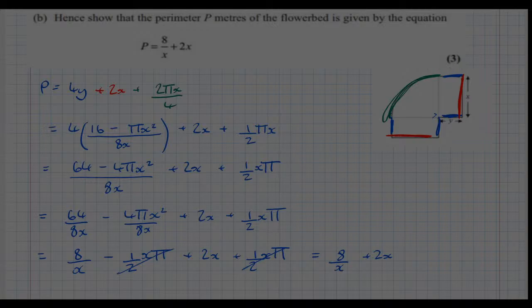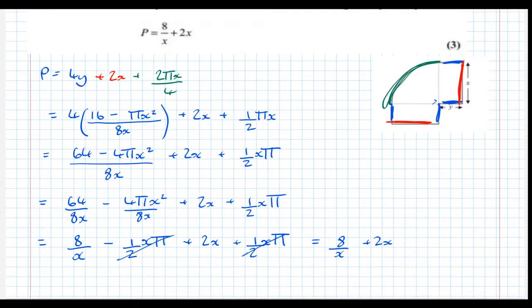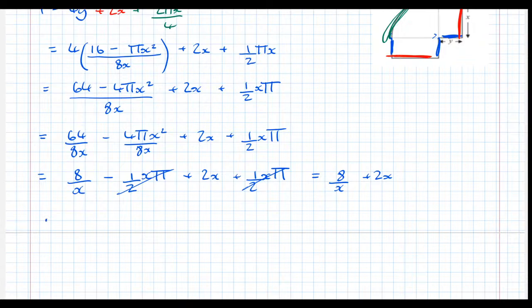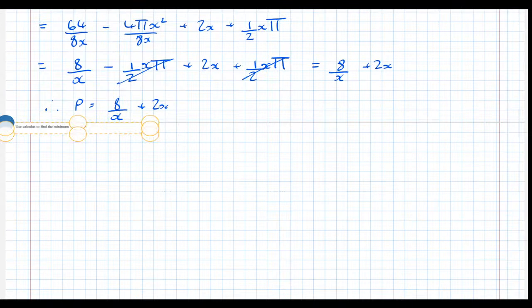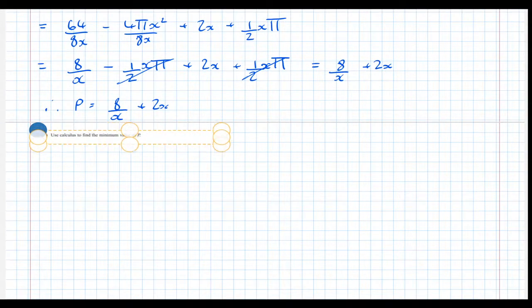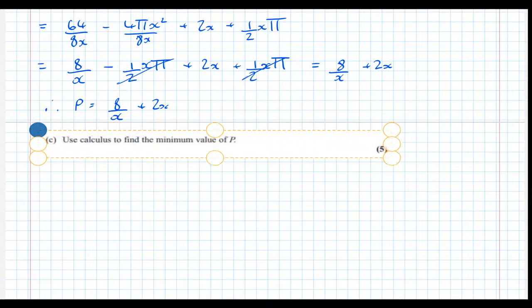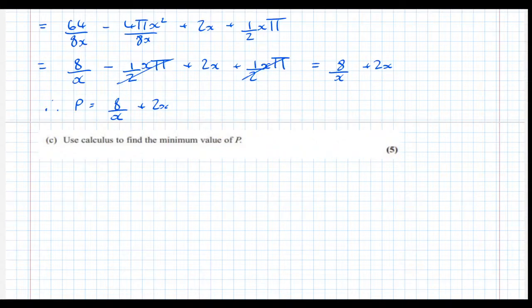Part C now. So we've got concluding that P equals 8 over x plus 2x. Part C, use calculus to find the minimum value of P. You might find this useful, Hanu. If you haven't done differentiation yet, you might find this useful in a couple of weeks then.